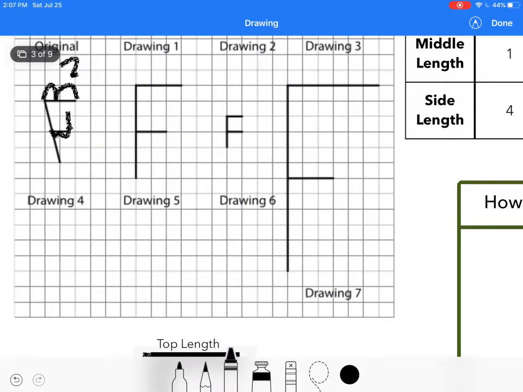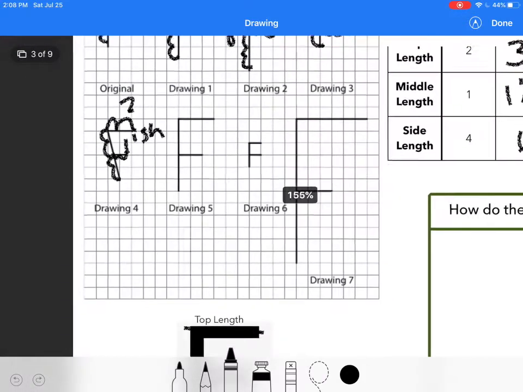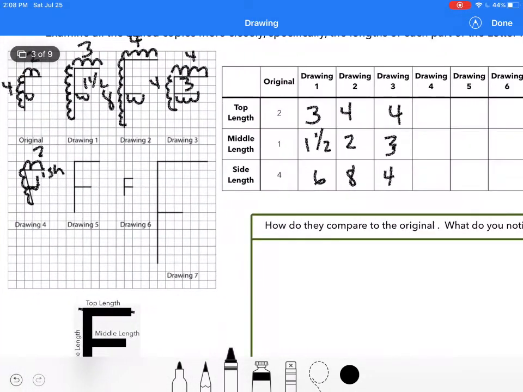The next one, well, this one's kind of on a slant, so it's 2, and then I'm not really sure, it's 1-ish. I'm not really sure because it's not quite one whole box. And then I've got 1, 2, 3, 4, but I'm not really sure if it's 4 boxes because it's not perpendicular, it's not straight up and down. So I'm gonna say 2, 1, and I'm gonna put an ish right here. Because I'm not exactly positive. And then drawing the side length is 4-ish, I'm not exactly sure.